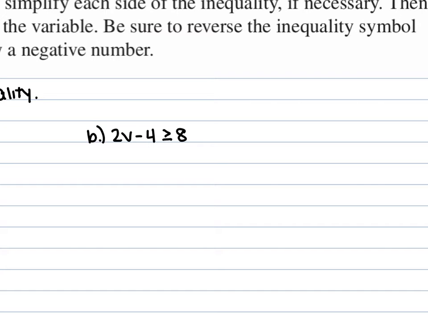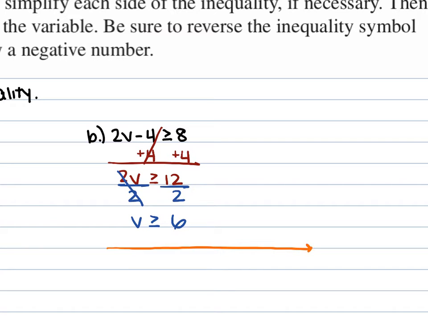For example B, we have 2v minus 4 is greater than or equal to 8. So again, we're going to undo the addition or subtraction first. In this case, we have subtraction, so we'll do the opposite and add that 4 to both sides. This is going to leave us with 2v is greater than or equal to 12. From here, we divide each side by that 2. So v is greater than or equal to 6.